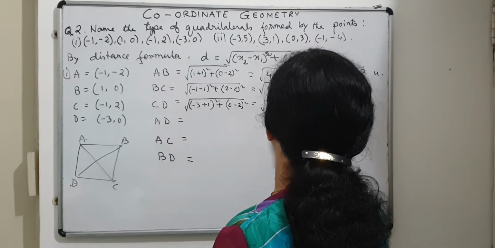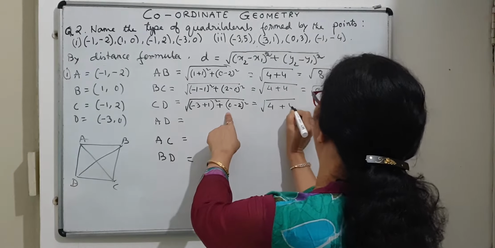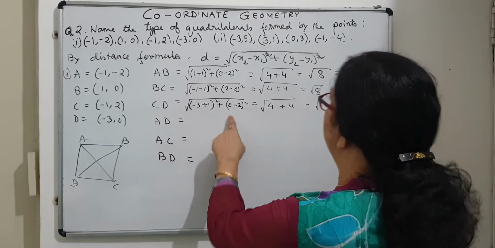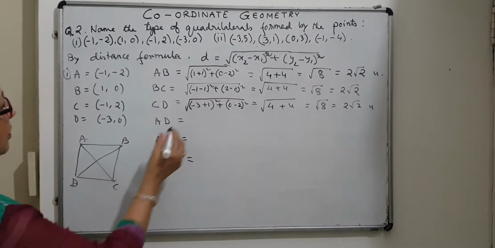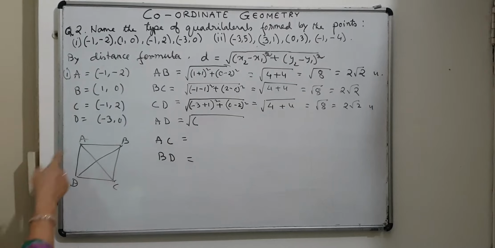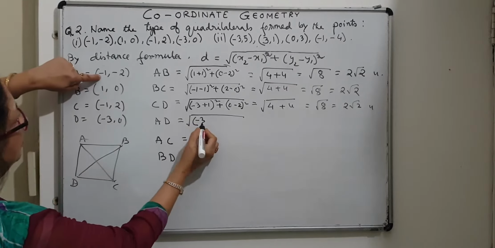So this is also the same: minus 3 plus minus 2 whole square is 4, and this is also 4. So all are coming to be the same, 2 root 2 unit. Then AD will be under root minus 3 minus, that is minus 3, and minus it will become plus.